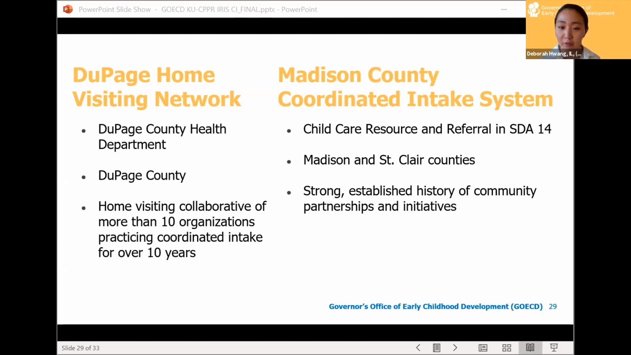The second collaborative that we worked with is the Madison County Coordinated Intake System, which is housed at the Regional Child Care Resource and Referral Agency, and they are located in Southwest Illinois and St. Clair County. This collaborative also leveraged a neighboring McPhee Coordinated Intake community in St. Clair County. So this CCR&R did not have an established home visiting collaborative to start with, but they did have a strong history of community partnerships with local agencies, prior success on taking on initiatives and projects and strengthening their local ECE system, and staff whose responsibilities lined up very well with the IRIS leadership roles. So through this work, they were able to establish a home visiting collaborative, and they have plans to branch out to the rest of their service delivery area, which is a multi-county region.